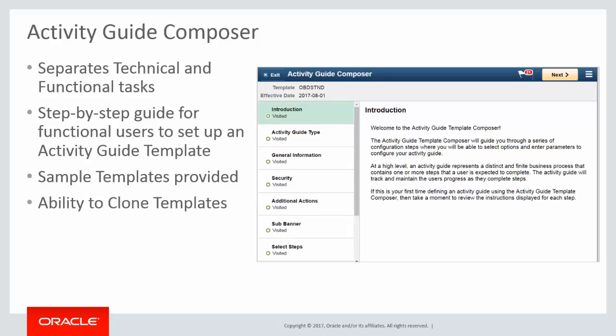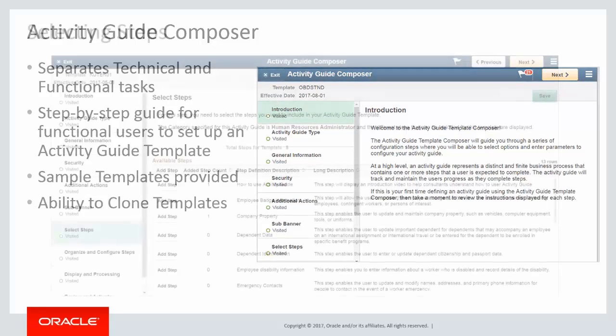Other examples of where activity guides can be used include onboarding and offboarding, job change processes such as leaves of absence or promotions, or any place where a checklist may be used, such as for payroll or time and labor processes. The Activity Guide Composer assists users by separating the technical tasks related to setting up an activity guide from the functional tasks and providing a step-by-step process guide for the administrator.